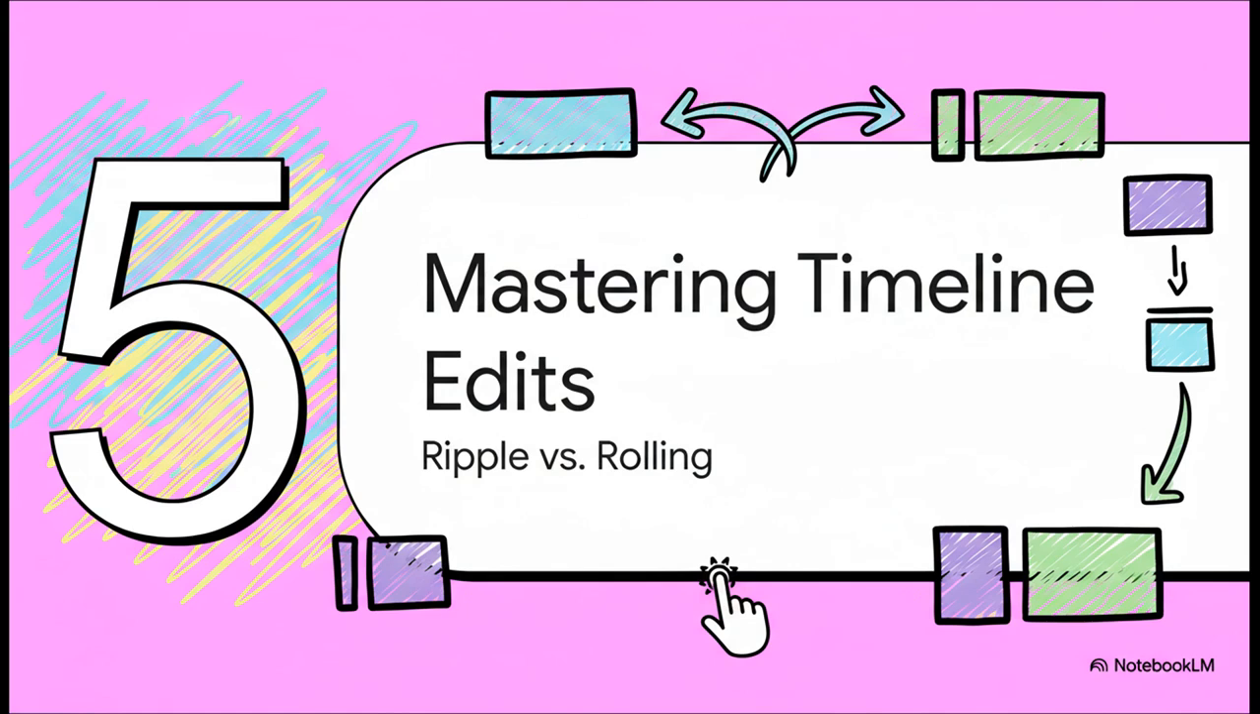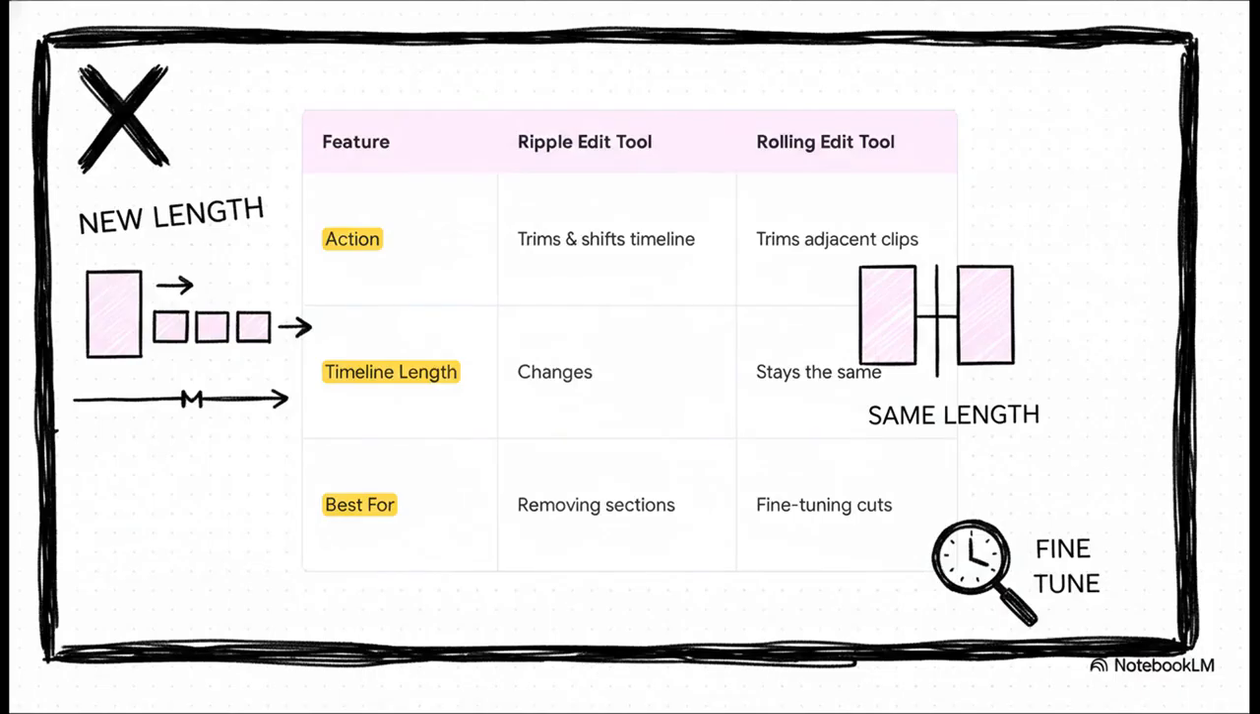So let's start with two of the most powerful and honestly most misunderstood tools for your timeline, the ripple edit and the rolling edit. I promise you, once you master these two, you will edit so much faster. Here's the simple breakdown. Use the Ripple Edit tool when you want to trim a clip and have everything else on the timeline automatically shuffle over to close the gap. This will change your project's total length. But the Rolling Edit tool adjusts the cut point between two clips. So as you shorten one, the other gets longer and your total project time stays exactly the same. So think of it this way. Ripple is for building your edit, rolling is for fine-tuning.